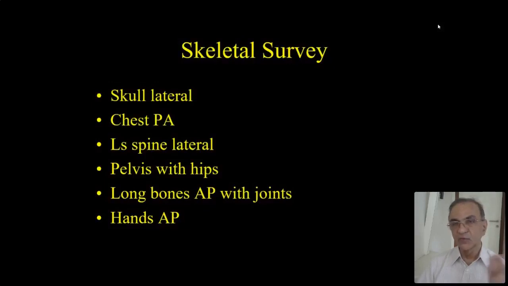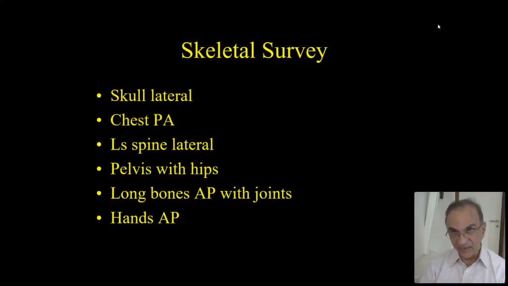Also note that there is no skull AP and so on and so forth, right? If you're asked, for example, to tell me 2 X-rays that I have to take for a skeletal survey because of the pattern of disease that we see, and I'll come down to that a little later, you do both hands AP, which is the least radiation that you can get, and you do pelvis with hips.